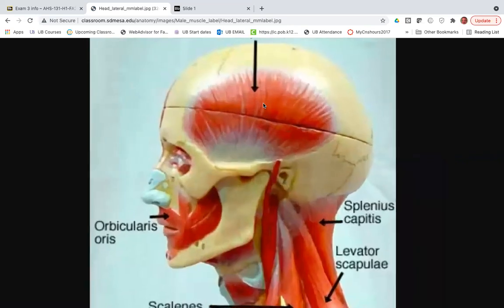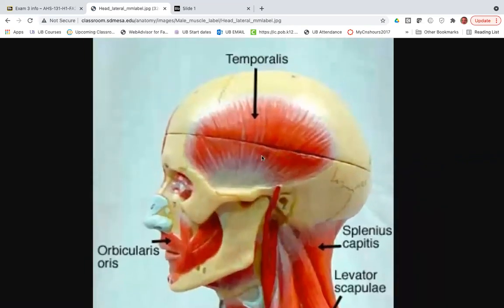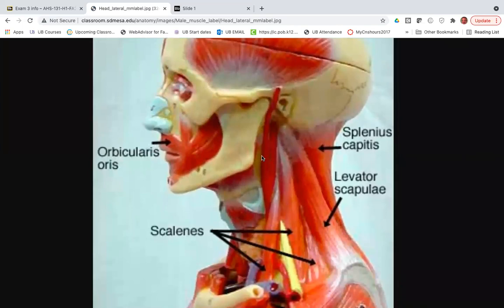Okay, here's your temporalis. There's your splenius capitis, levator scapula. And now you've got your landmark, right? Now you have the neurovascular bundle. You've got your brachial plexus, subclavian artery. You've got 1, 2, 3 scalene sisters: anterior scalene, middle scalene, and posterior scalene. The neurovascular bundle is sandwiched between the anterior and the middle.